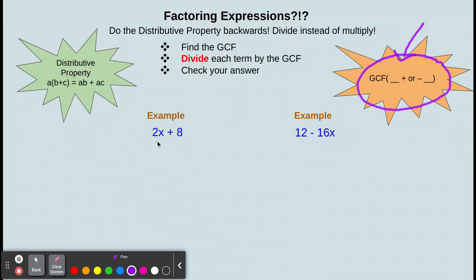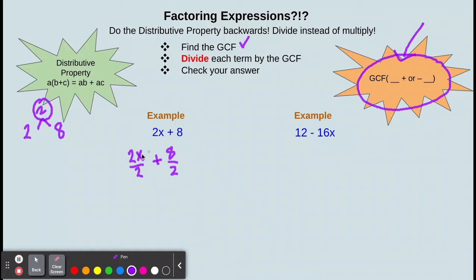In this first one, we have two terms in our expression, 2x and 8. So we need to find the GCF of 2x and 8. We're going to look at the coefficients because this is a constant and there's no x on that side, so we can only look at the coefficients. Now, the GCF of 2 and 8 is just 2. Next step is to divide each term by the GCF. So 2x divided by 2 and 8 divided by 2.